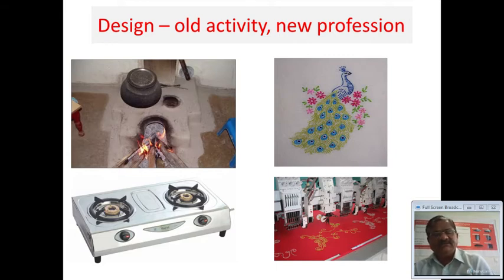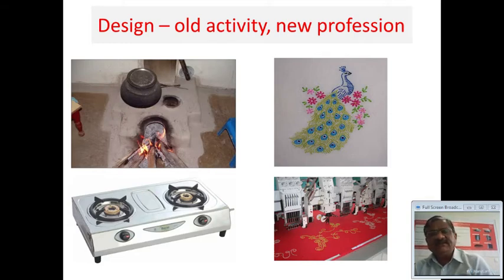Here the gas became the energy source. Earlier it was wood. So with the change in technology, machines made it possible for the human being to create articles of beauty, function and ergonomics.